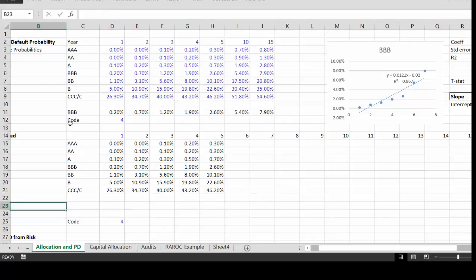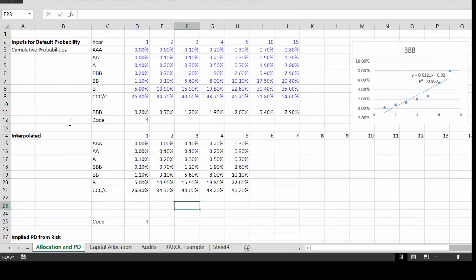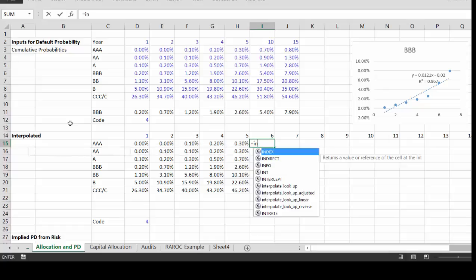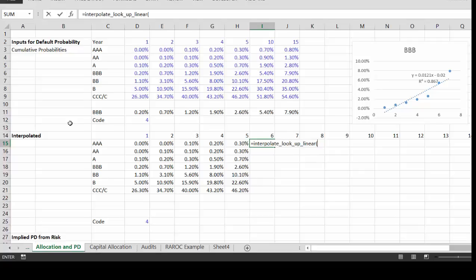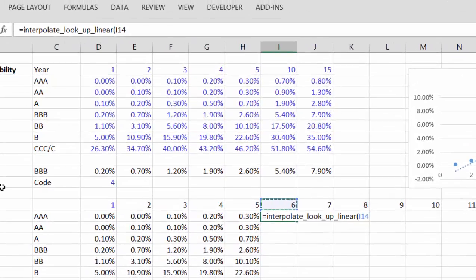Okay, I'm going to leave the code number. How's that? Now we want to interpolate from 5 to 15. All we do is put equal interpolate linear, and then we say I want to use this one.